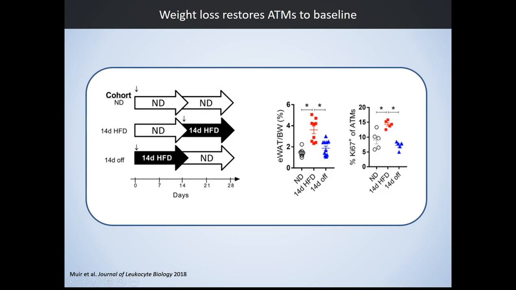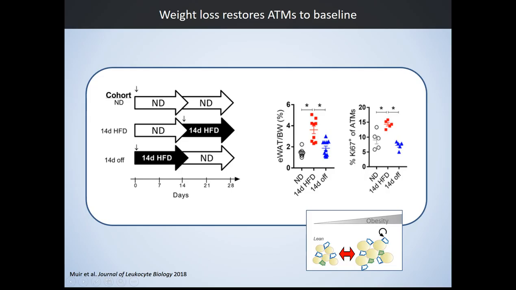One is just the normal diet set. One is a set that's on high-fat diet for 2 weeks. And then the third set is on high-fat diet for 2 weeks and then off high-fat diet to allow weight loss for 2 weeks. So when we look at this, we can see tissue expansion. This is just showing the tissue itself, normalized to body weight, expanding and then contracting again with the weight loss. And we can see that the cells actually proliferate as expected with that two-week high-fat diet and then revert to baseline when they undergo weight loss and the tissue contracts again.